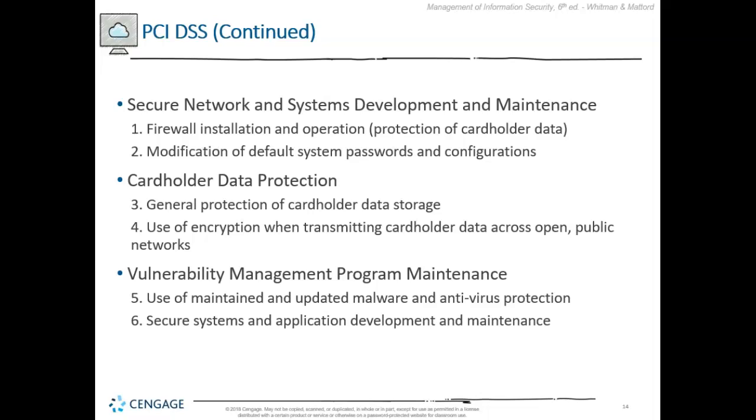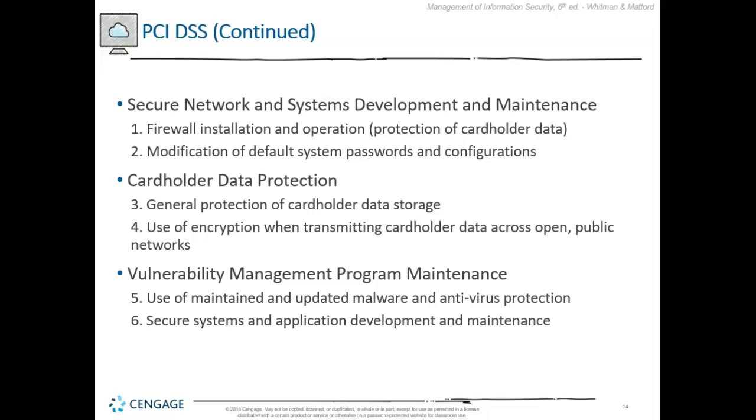So here are the components of the PCI DSS. Secure network and systems development and maintenance: firewalls, and some of the administrative security tasks that you normally associate with passwords and configurations. Cardholder data protection, general protection of cardholder data storage. My favorite is 3.2.1: don't store card data if you don't need to store card data, and certainly do not store the whole strip on the back of the card. Use of encryption when transmitting card data, vulnerability management, and program maintenance.